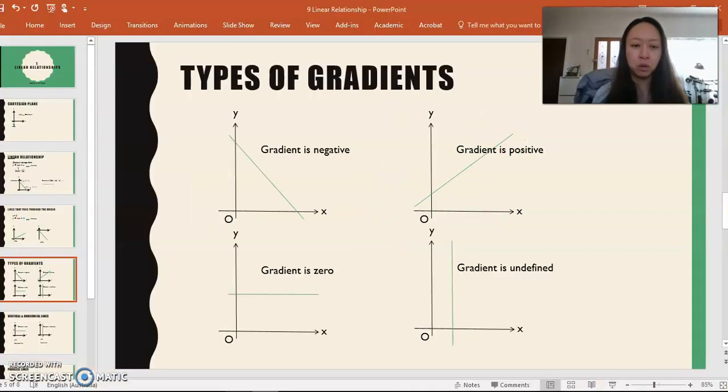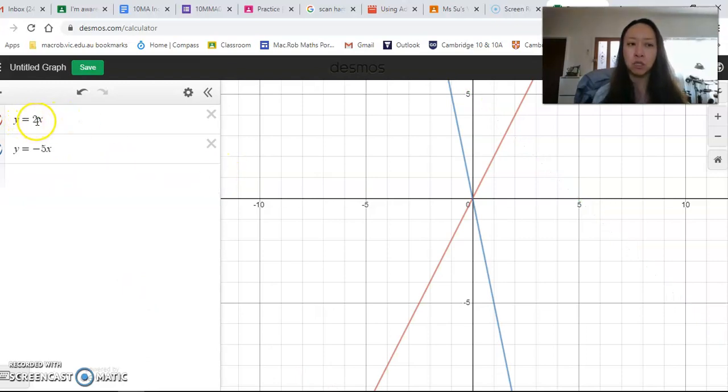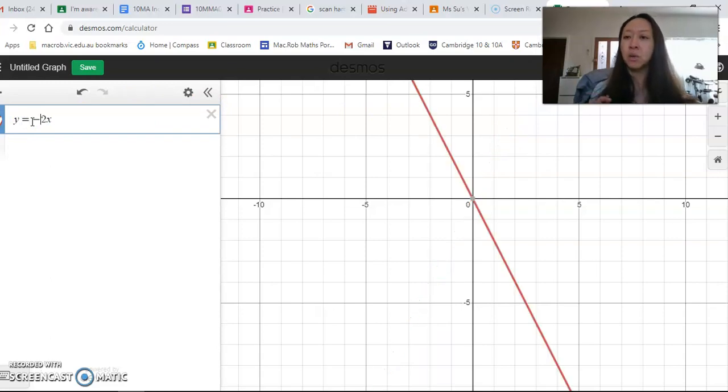Yep. So if we go back to Desmos, just now we did a positive line. So I'll just remove this first. So just now we did a positive line, which is the first one, y equals to 2x. So as you can see, because 2 is actually positive, can you see that it keeps increasing? Yep. So this is what I meant by it keeps increasing. So what happens if I change my 2 into a negative 2? Let's see what happens. Yep. So can you see that now the line keeps decreasing?